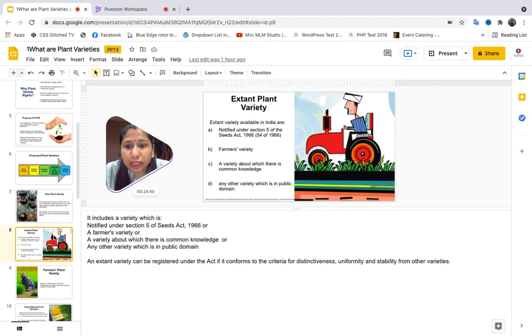The next is extant plant variety. Now, what are extant plant varieties? The varieties which are notified under Section 5 of the Seed Act are called extant plant varieties. It could be a farmer variety, it could be a variety which people know about, it could be a variety which is already in the public domain. Extant varieties can be registered under this act if they satisfy the criteria of distinctiveness, uniformity, and stability.